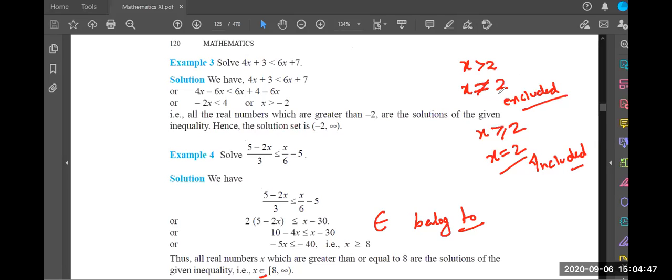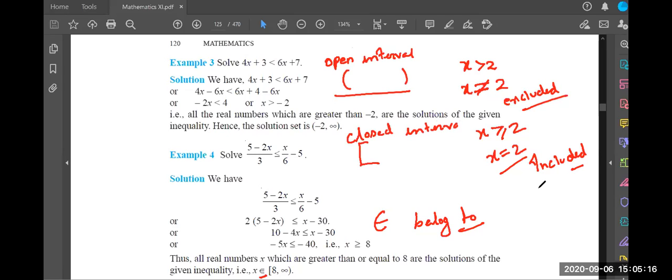Now when we have an excluded value, we will use this small bracket. Whenever we have excluded values, we use a small bracket. It is called an open interval. But whenever we have equal to, we will use this square bracket. It is called a closed interval. So closed interval means included value. Open interval means excluded value. Everyone got this? This is just theory. So here x is greater than or equal to 8, which is included. 8 is included means 8 can be taken, so we have to use the closed bracket for 8.